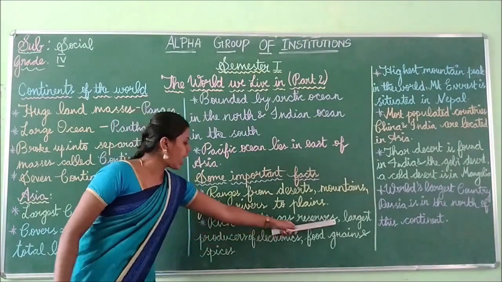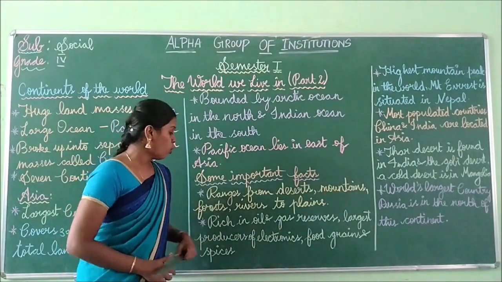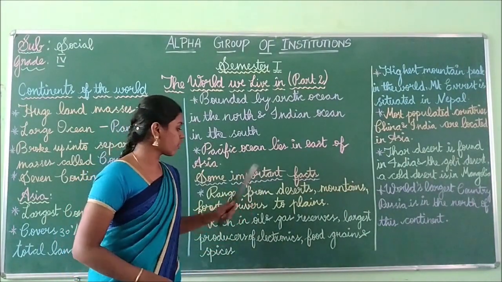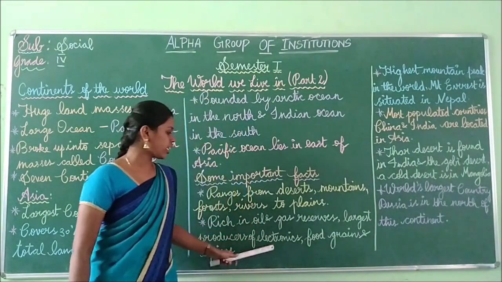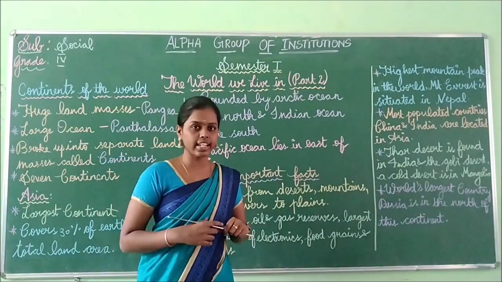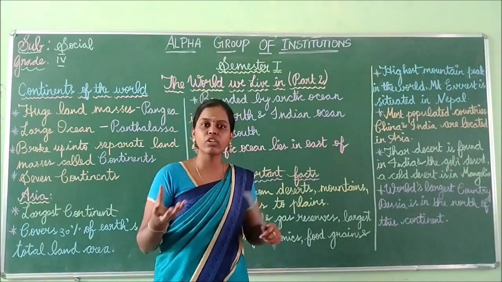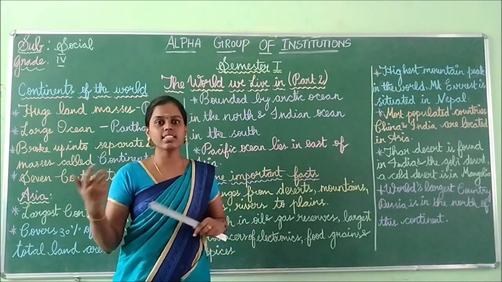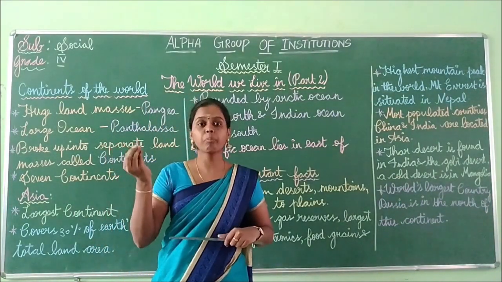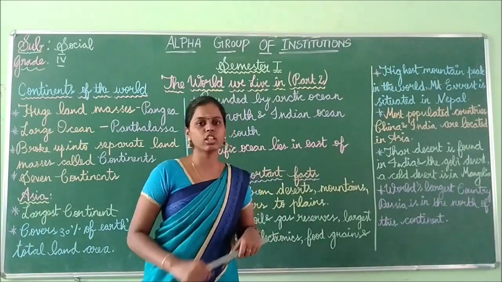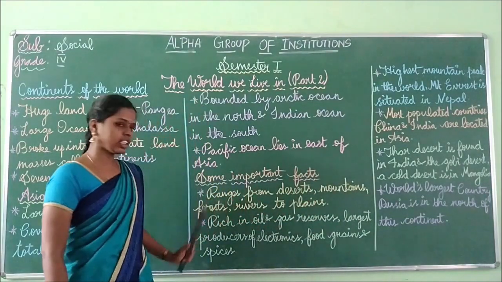Okay. It is the largest producer of electronics, food grains and spices. So, what are all we are producing from Asia? Electronics, food grains and spices. Electronics means we use many electronic items, no? What are all the electronic items? Smartphones, normal mobile phones, computers, that is PCs, laptops and many electronic items like simply fan, camera, all the electronic items. They are largely produced in Asia.